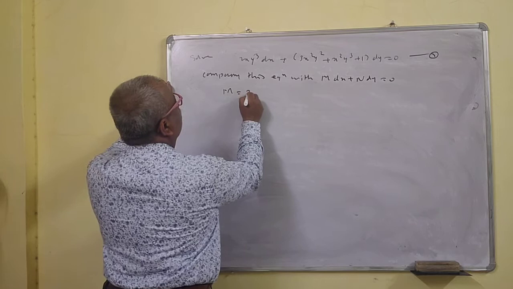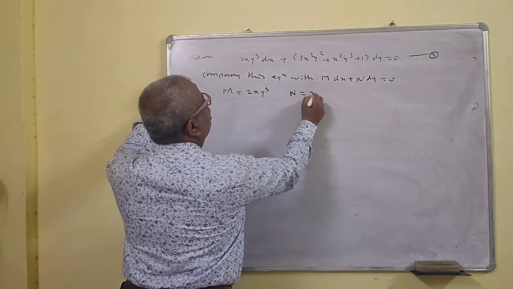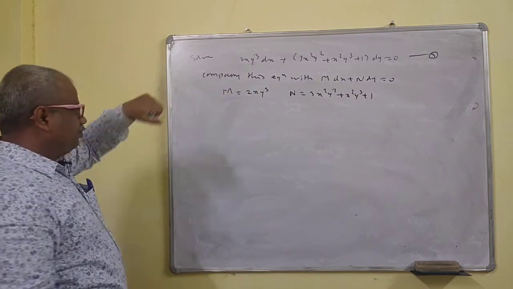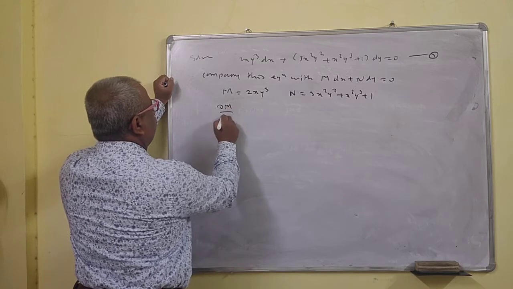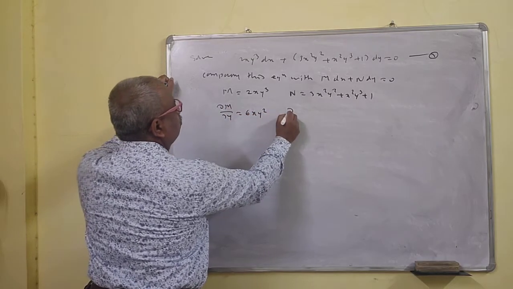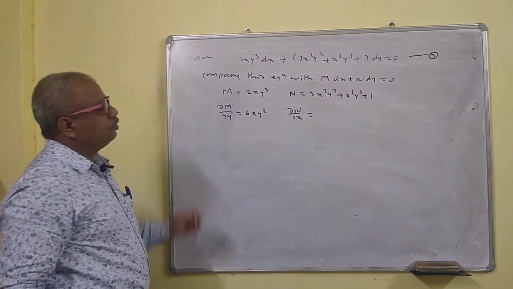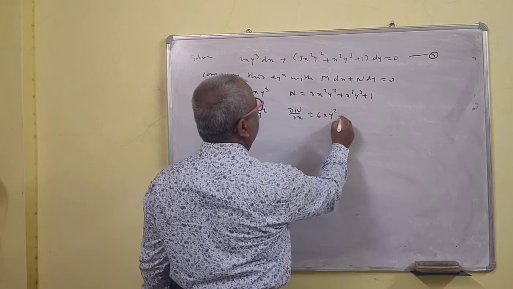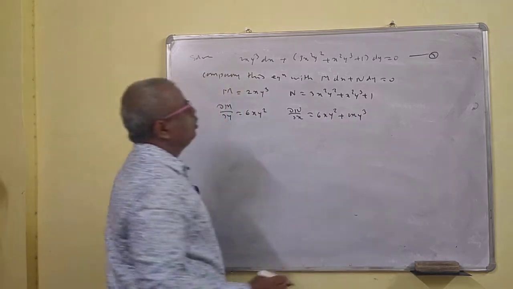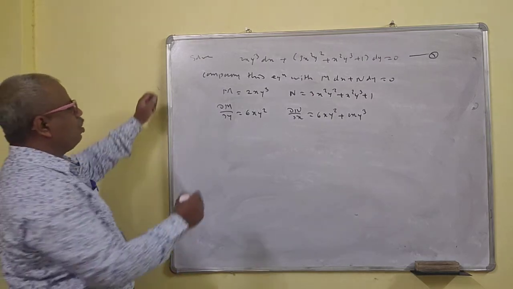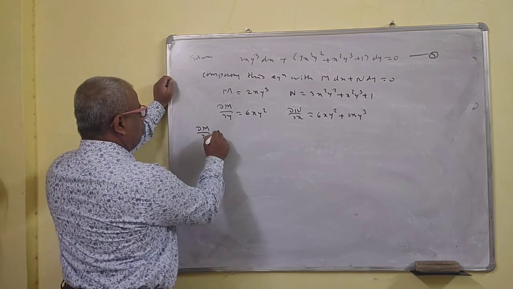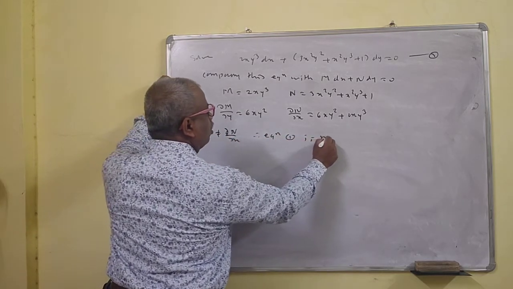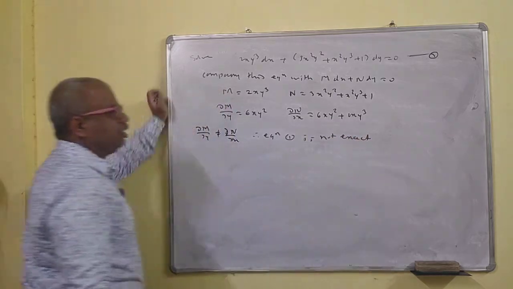So what is your m? Twice x y cube. What is your n? 3x square y square plus x square y cube plus 1. Now dou m by dou y, that is 6x y square. Your dou n by dou x, so we have to differentiate with respect to x, so 6x y square plus twice x y cube. So dou m by dou y is not equal to dou n by dou x. So therefore equation 1 is not exact.